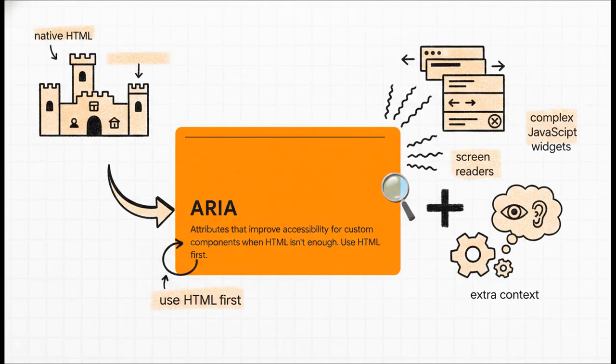But what happens when basic HTML isn't enough? Especially for complex, custom things you build with JavaScript, like a pop-up modal or a tabbed interface. That's where ARIA comes in. These are special attributes that give screen readers extra hints about what's going on. But always remember the golden rule. Use native HTML whenever you can. ARIA is there to help, not to replace it.